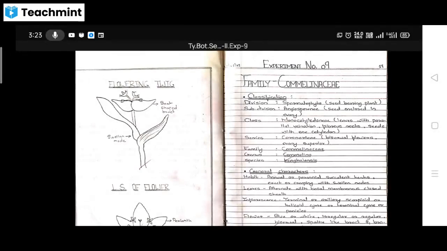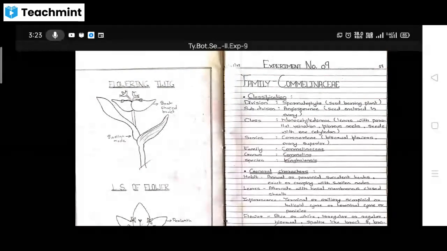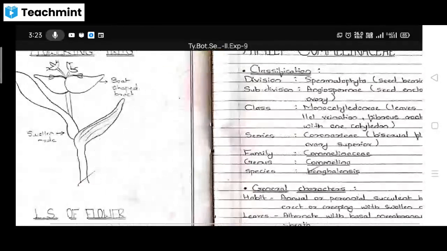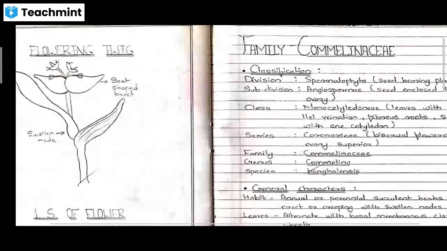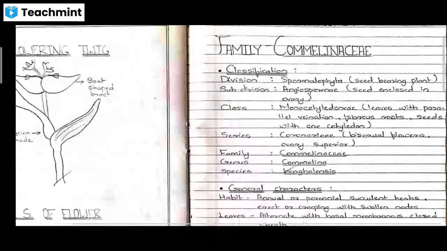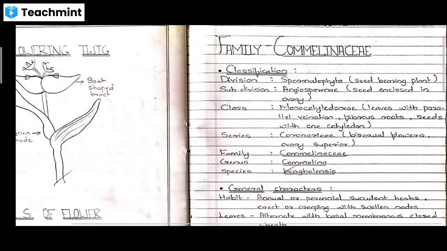Then the series of this Commelinaceae is Coronarieae. It is characterized by bisexual flowers and a superior ovary. Below the ovary, all floral parts are present. Then it comes under the family Commelinaceae, genus Commelina and species bengalensis.